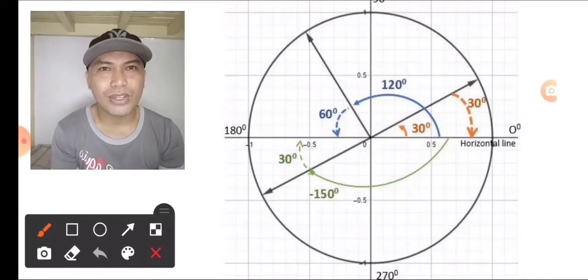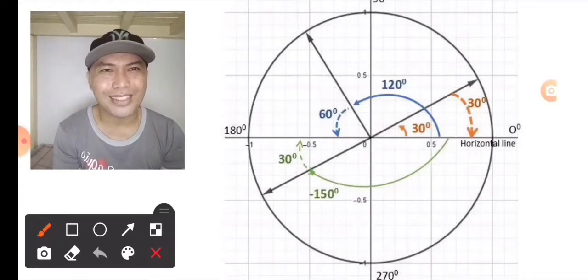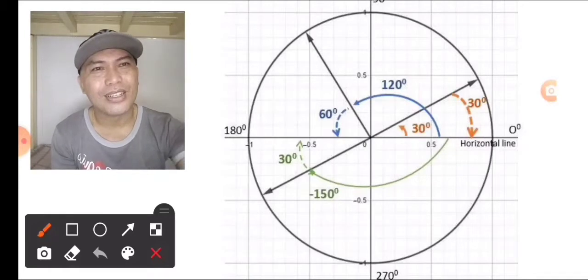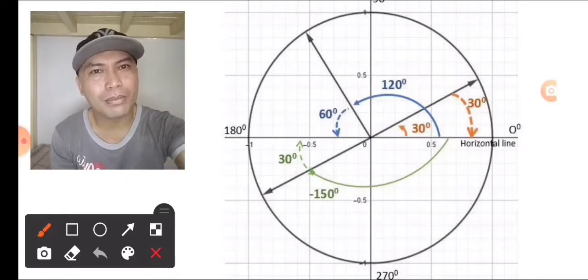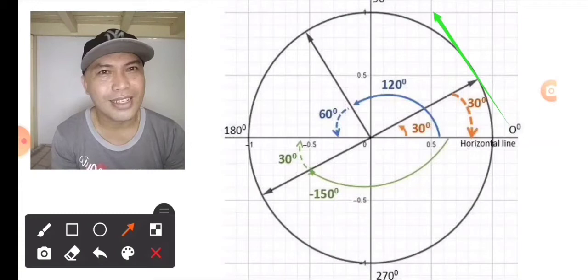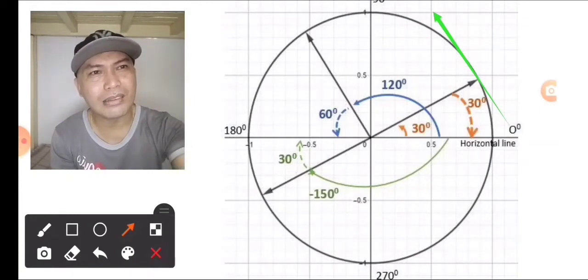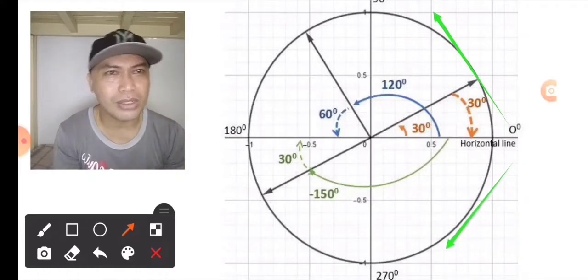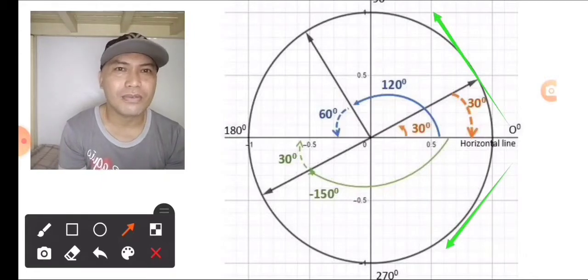In this video, the objective is to find the reference angle. We should know that moving up or moving in a counterclockwise direction, the angle is labeled as positive, while in a clockwise direction, angle is labeled as negative.